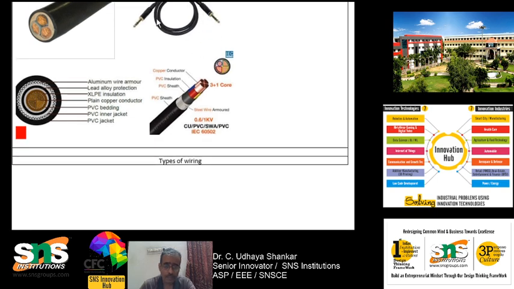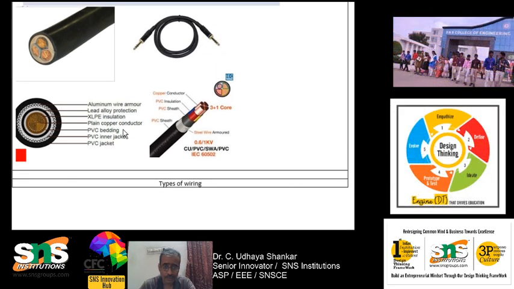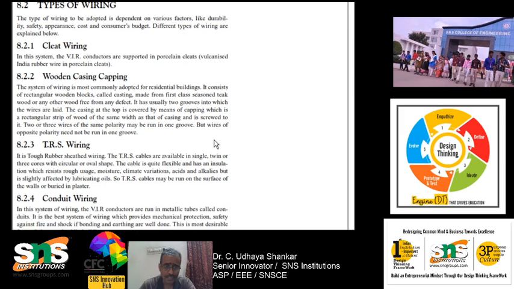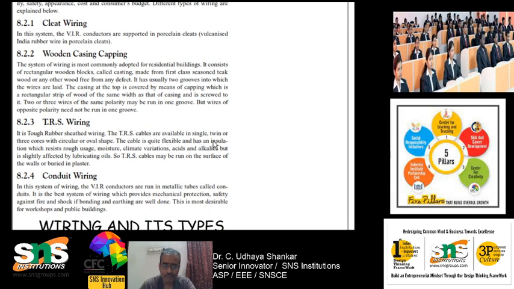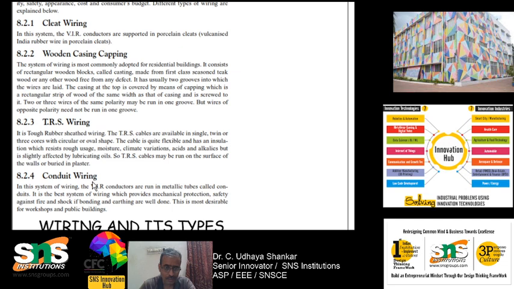These are the different diagrams. Here you can see the multi-core cable, and these are the different types of cable. Next is types of wiring. What are the different types of wiring? The main types are cleat wiring, wooden casing and capping, TRS wiring, and conduit wiring.